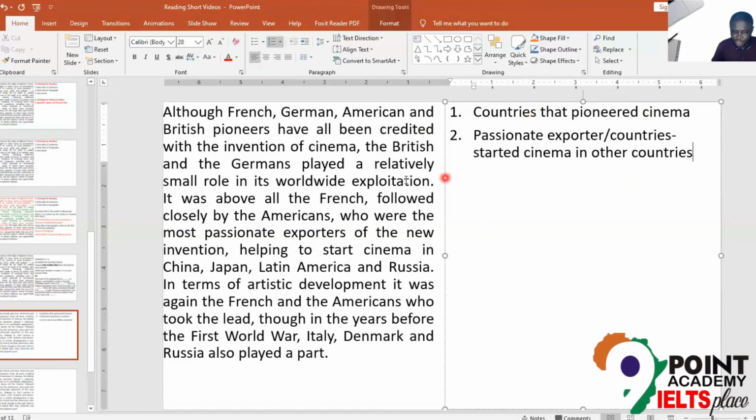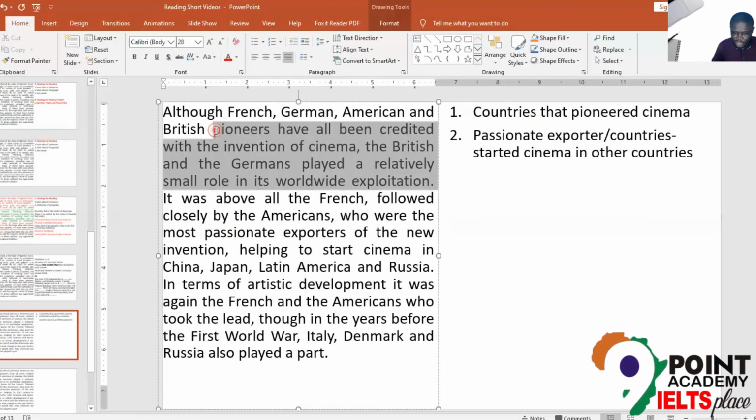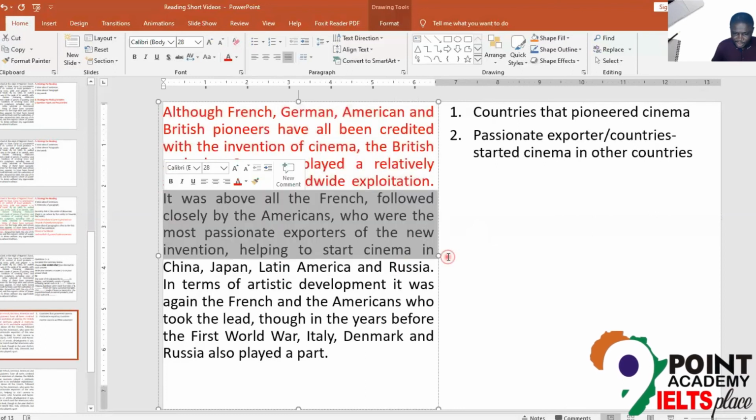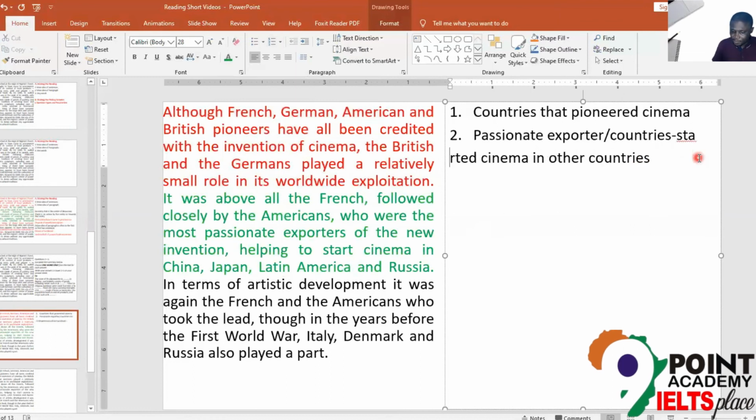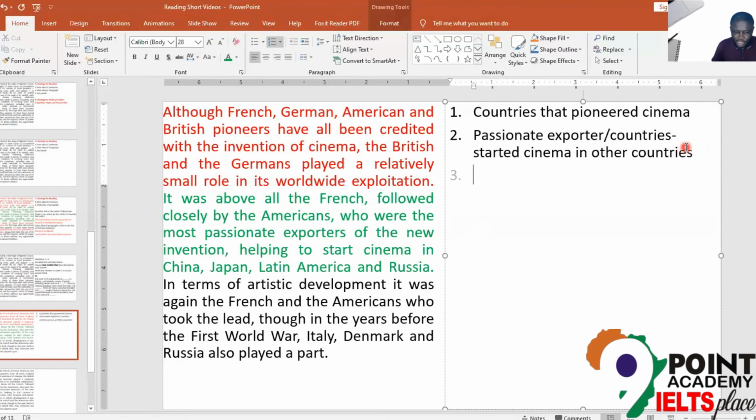Okay, look at this. What's the third sentence now? Let me color code the sentence so that if you are rewatching, you can follow. You can see that these sentences are cumbersome and filled with a lot of information. You need the ability to avoid that information and pick the key things, because if you need the name of a country, if there is a specific mention, you can return to the question to check. In terms of artistic development, it was France and America who led in the years before the first one. Italy, Denmark and Russia played a part.